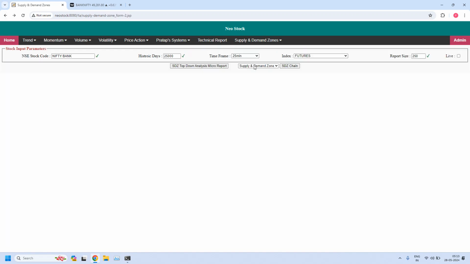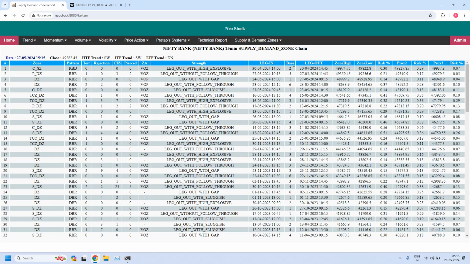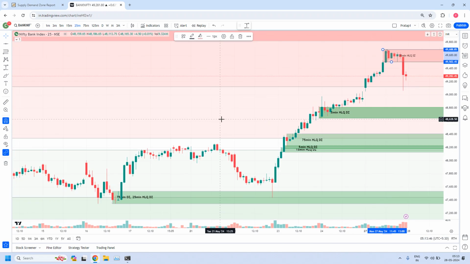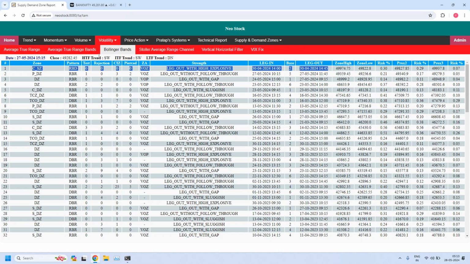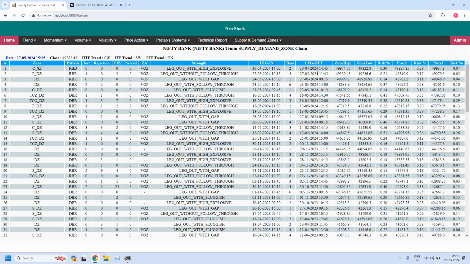So I am changing the time frame to 15 minutes. This is the area we should focus. 15 minutes, we already have a high liquidity supply zone. I think this is here. Rally base rally, when it was 30 April 1350. 30 April 1350, that is the only one available.